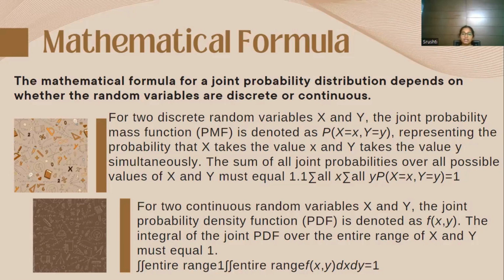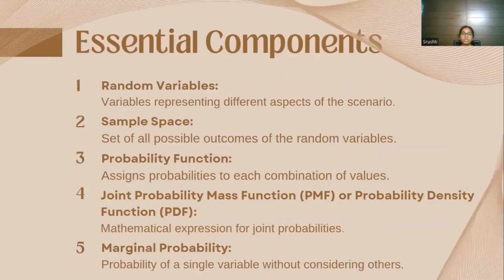For two continuous random variables X and Y, the joint probability density function, that is the PDF, is denoted as f of x, comma y. The integral of the joint probability density function over the entire range of X and Y must be equal to 1. That is, integration over the entire range of x and integration over the entire range of y of f of x, comma y dx dy should be equal to 1.